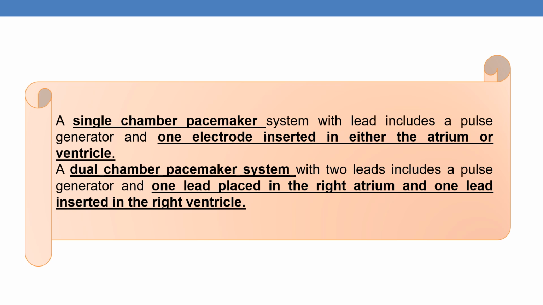The next is dual chamber pacemaker system with two leads. It includes a pulse generator and one lead placed in the right atrium and one lead inserted in the right ventricle. That is nothing but dual, because both leads are getting inserted, one each in the atrium and the ventricle. That is dual chamber pacemaker system.